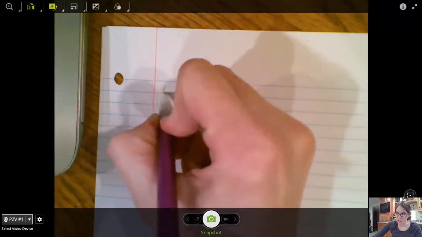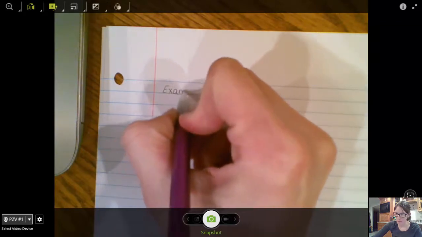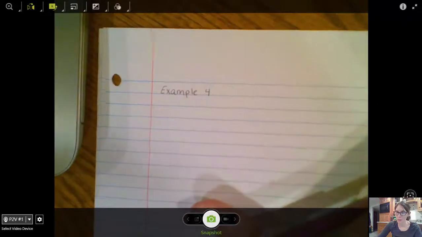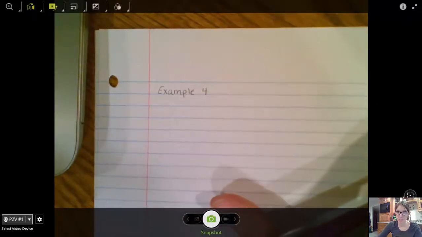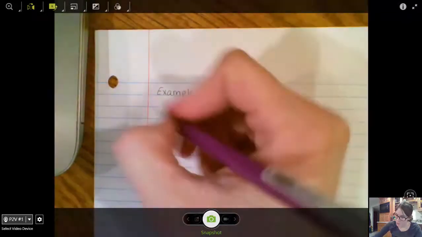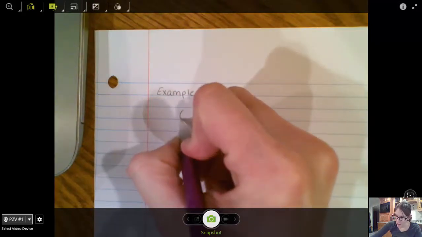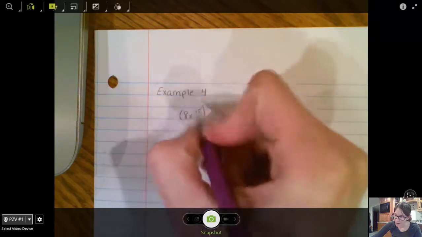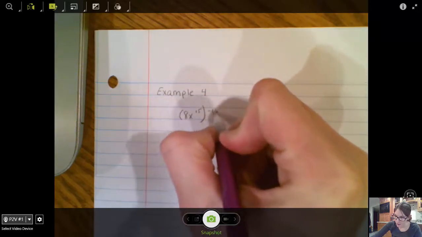Okay, our last example in section 4, we have some more rational exponents, but some things that are a little bit more complicated. So here's example 4. And again, I'll do 2 examples here, and then I'll do 2 more examples in the B video. So my first one here, let's do 8x to the 15th power, all to the negative 1/3.